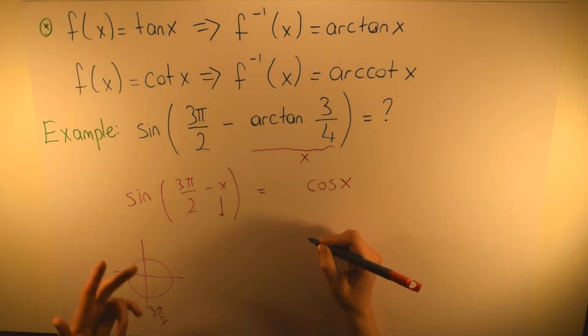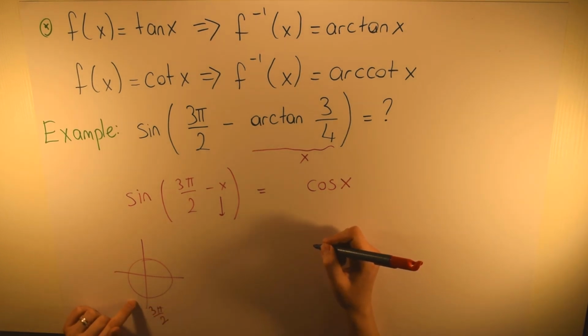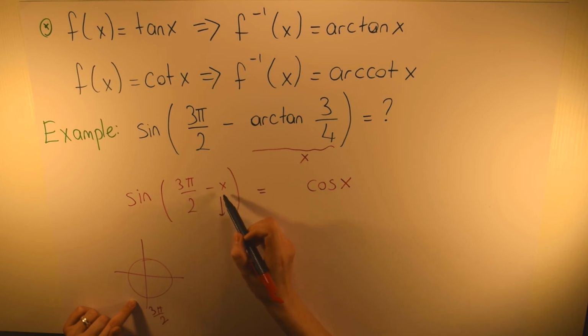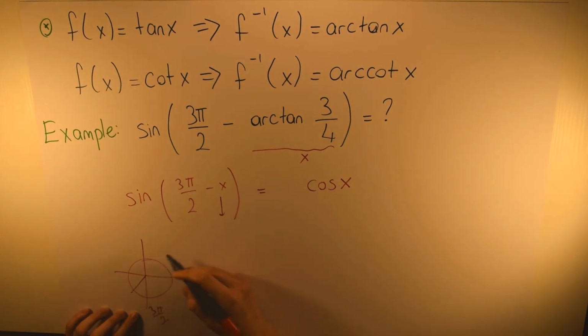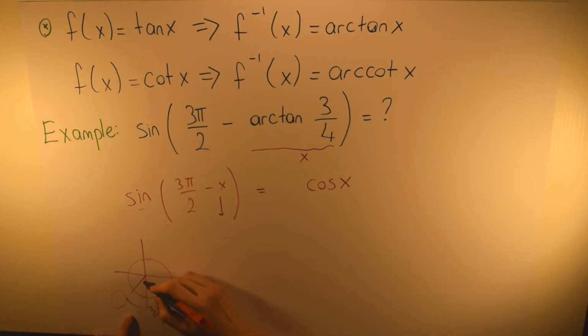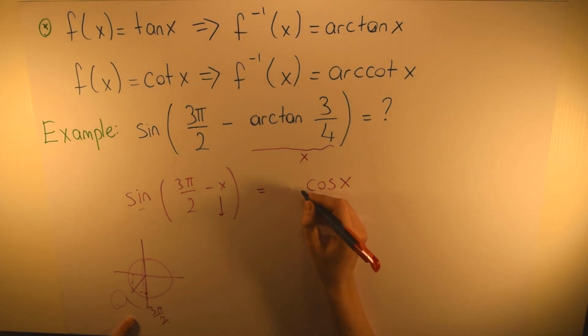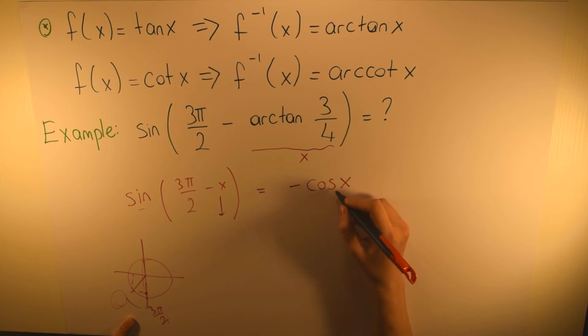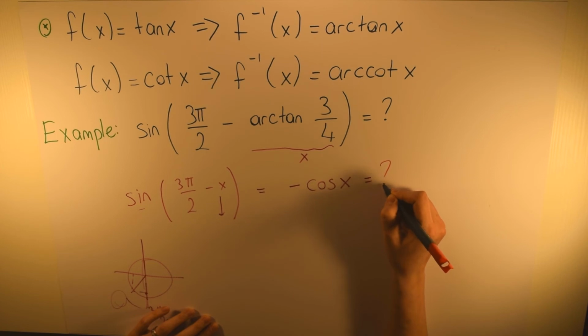And then we look at its sign. How do we find it? This is 3π/2 minus x. Since 3π/2 is here, minus x will be somewhere here. So here our value, is it positive or negative? Sine is here, so it is negative, because it's on this part. So our value will be minus cosine x. All we need to do is find the value of minus cosine x.